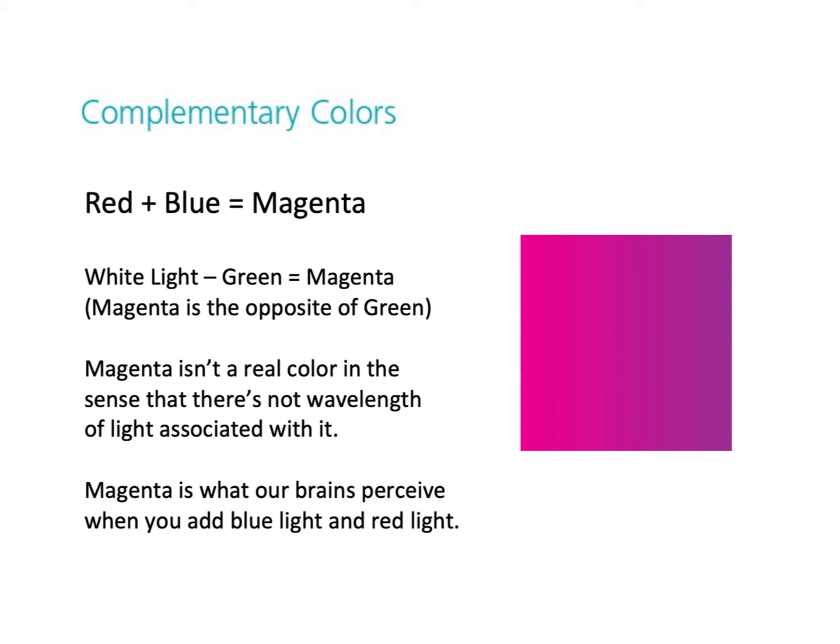And here's the idea. If I have white light, we know that that's going to be red plus blue plus green, all the 3 primary colors added together. Now, if I take away the green, I end up with red plus blue. And as we saw on the last slide, if you add red and blue together, you end up with magenta. And so white light minus green equals magenta. You could almost write that as an equation. And in that sense, we say that magenta is the opposite color to green.